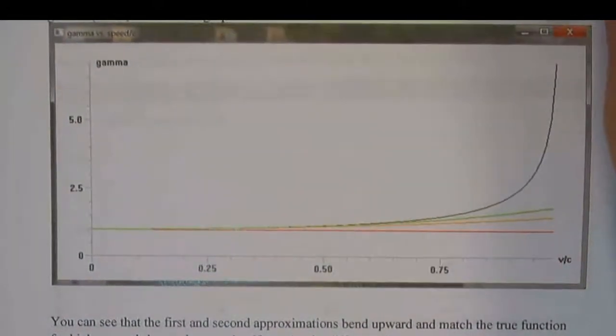We can look at the errors, as we did before. All right?